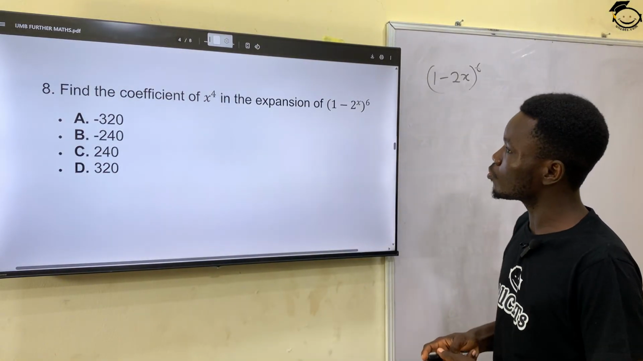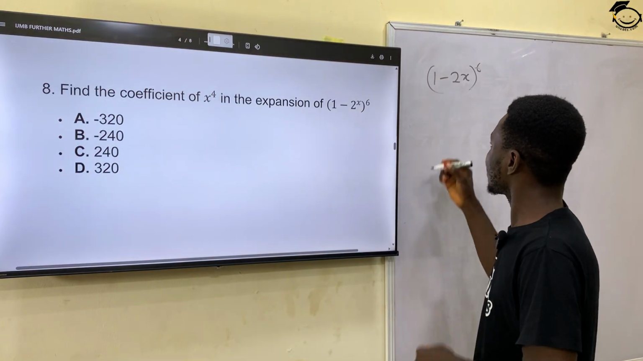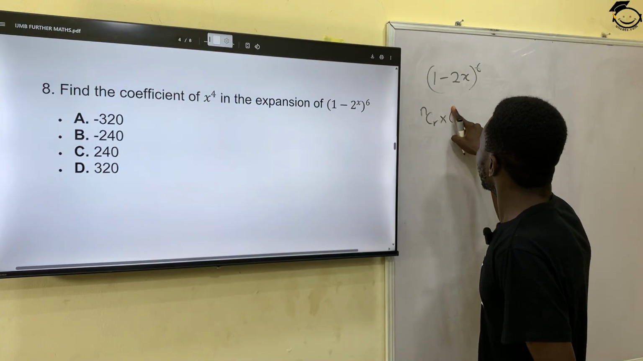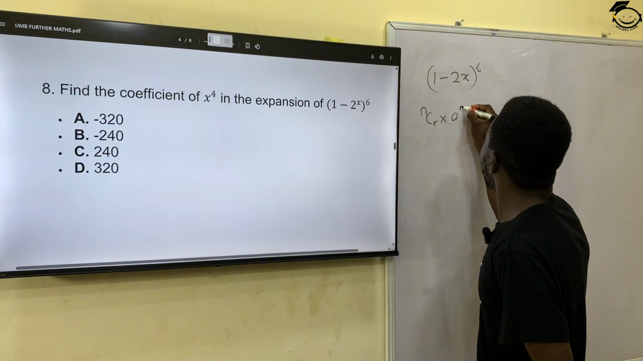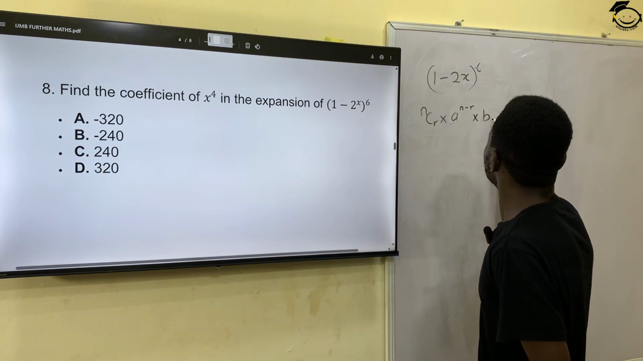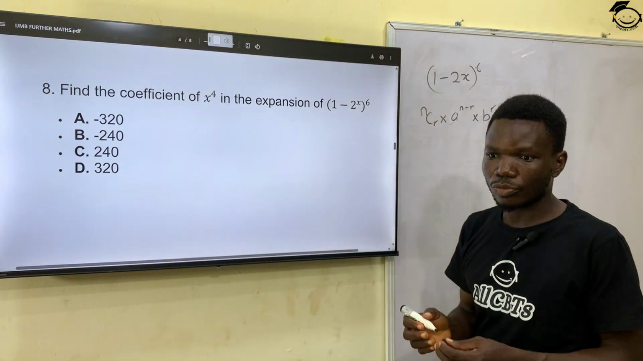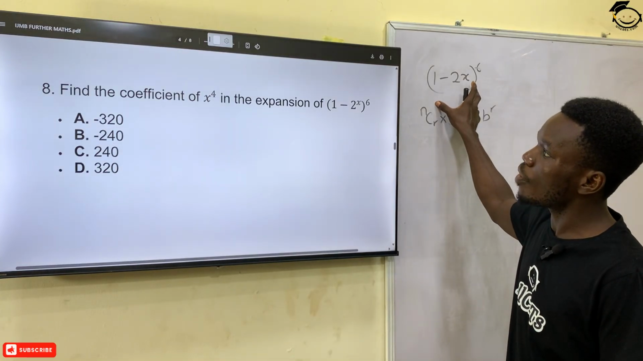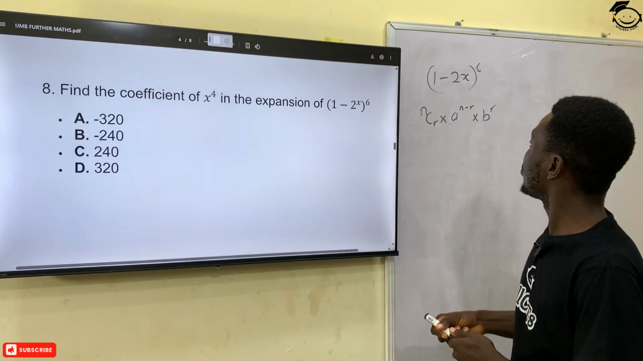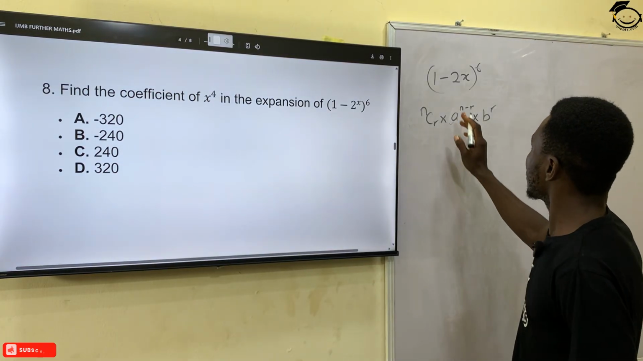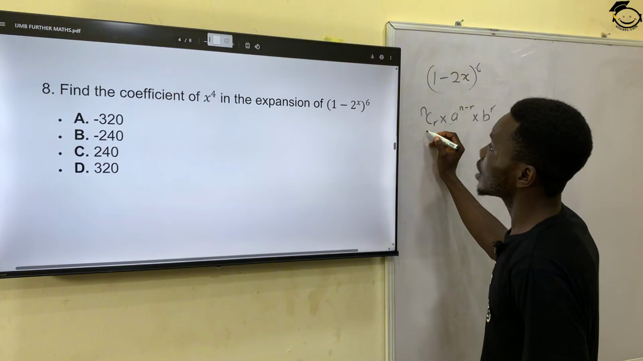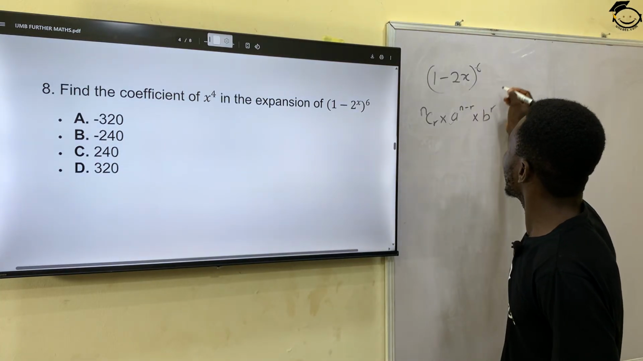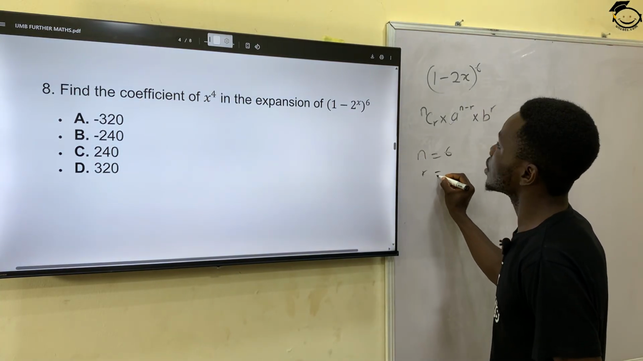And if we are to solve this question, we can use the binomial formula, which says that n combination r times a raised to power n minus r times b raised to power r. So this is the formula we're going to be using to solve this question, to find out the coefficient of x raised to power 4 in this binomial expansion. So if we do this, since they said to the fourth, my n here is 6 and my r here is going to be 4.